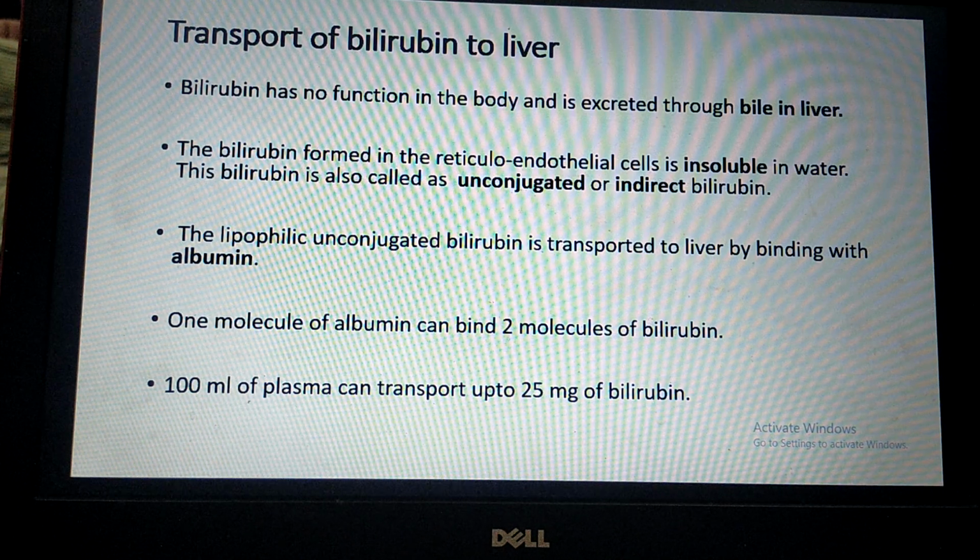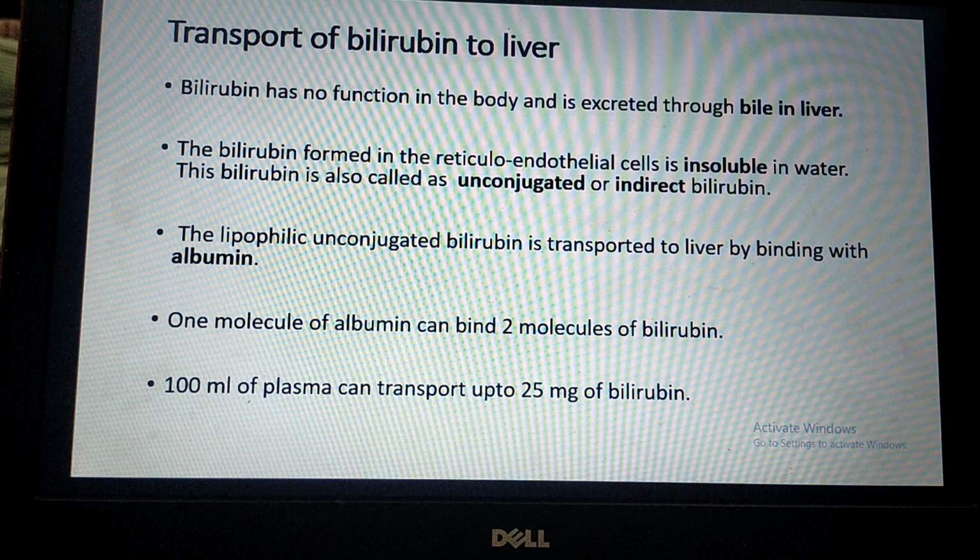But the bilirubin which is formed is in the reticuloendothelial system. First, this bilirubin has to be transported to the liver for its excretion. This bilirubin is insoluble in water. Therefore, it cannot be easily transported in the blood. Insoluble bilirubin is also called unconjugated bilirubin or indirect bilirubin. It is insoluble in water, but it is lipophilic.